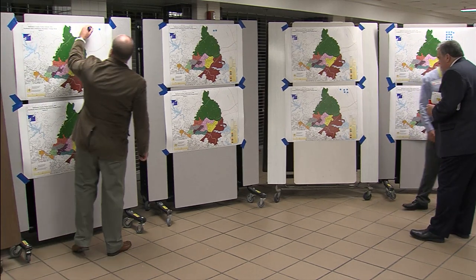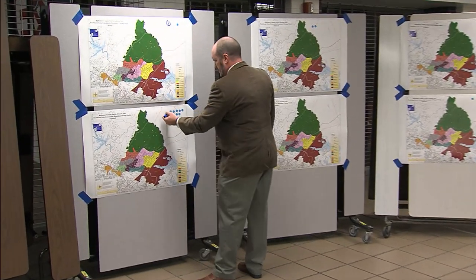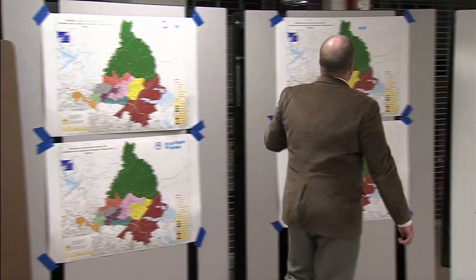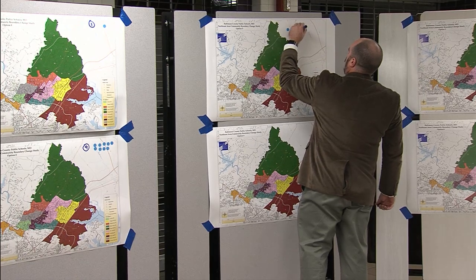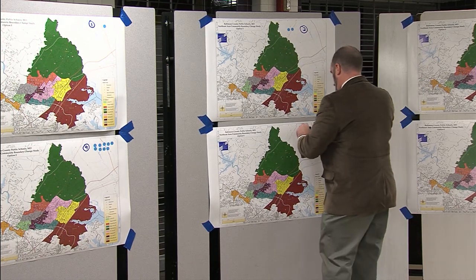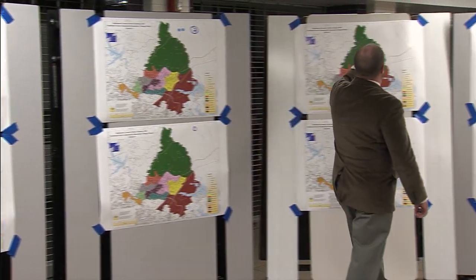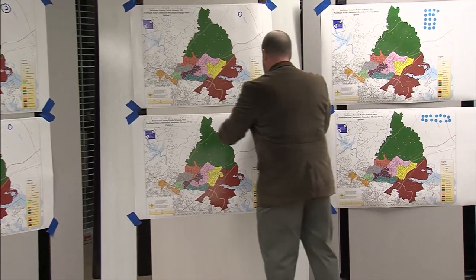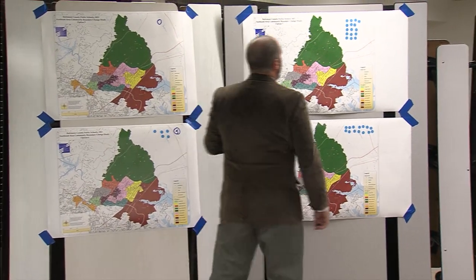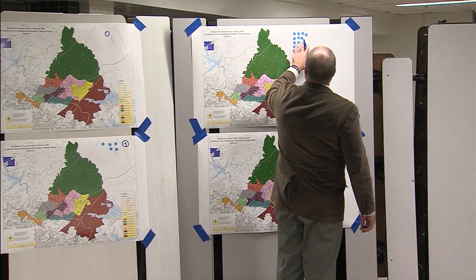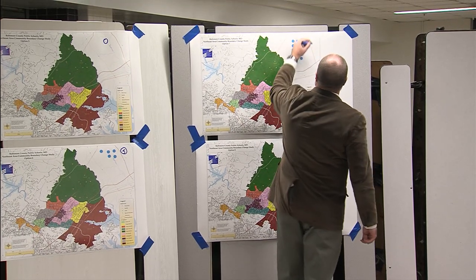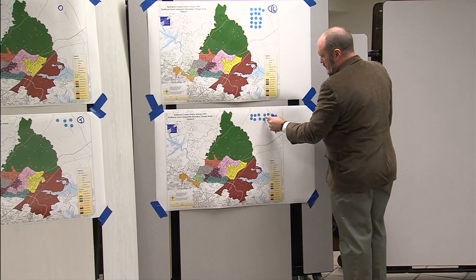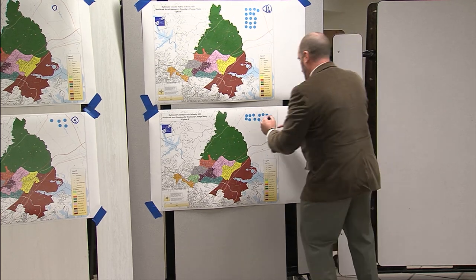So we've got one sticker here. This one has two stickers. We have 0 on option 4, 0 on option 5, 5 on option 6, 16 on option 7. And then we have 14 on option 8.